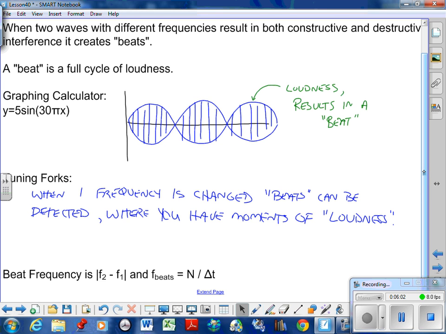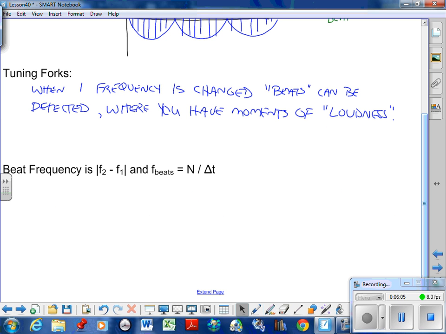So beat frequency, let's talk about that for a second at the bottom here. So beat frequency is the absolute value of F2 minus F1, and for those that are wondering, those vertical bars are absolute value, which means that F2 minus F1 is always a positive number. That's all that means. So no matter what, whether it's negative 30 or positive 70, it's always going to be a positive number, so it'd be positive 30.